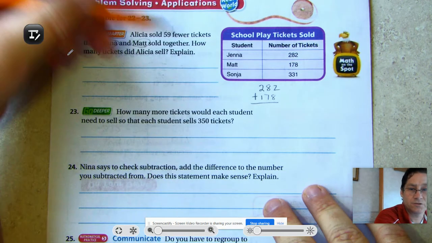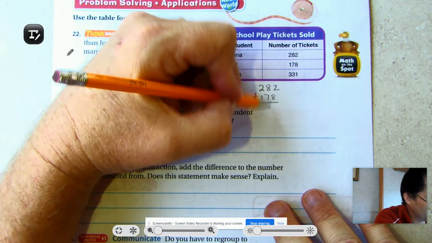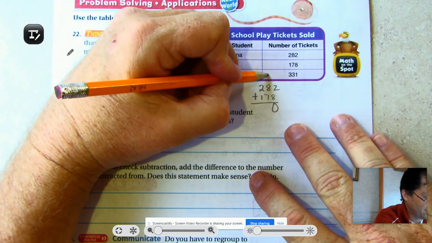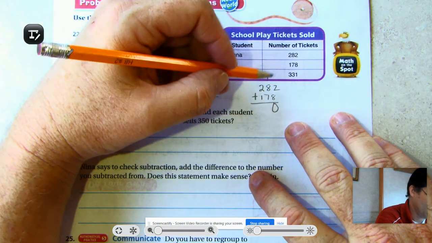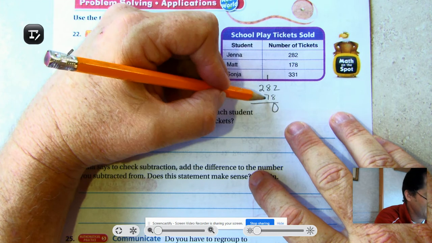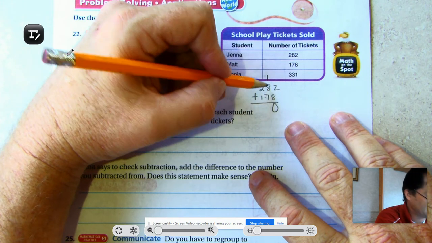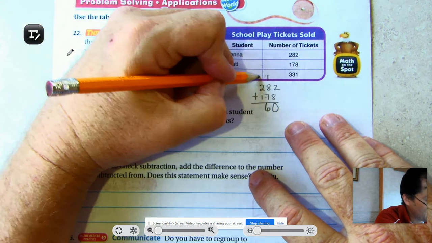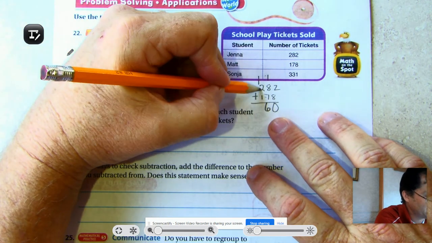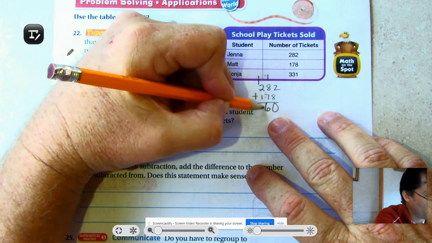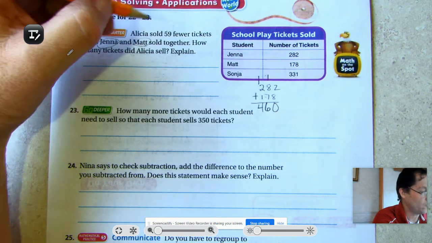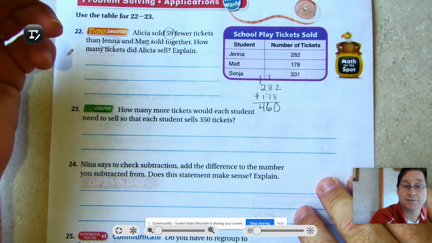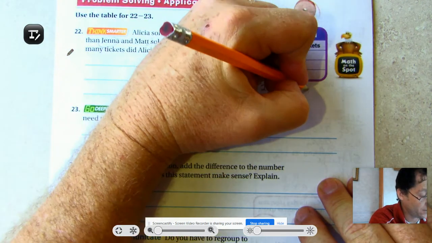So let's add those 2 students together and see how many tickets they sold. 8 and 2 ones is 10 ones. I'm going to regroup the 10 ones as 1 ten and no ones. 7 and 1 is 8. 8 and 8 is 16. I'm going to regroup the 16 tens as 100 and 6 tens. 2, 3, 4. 460. So they sold 460. Now Alicia sold 59 fewer than them. So that means less than 460.